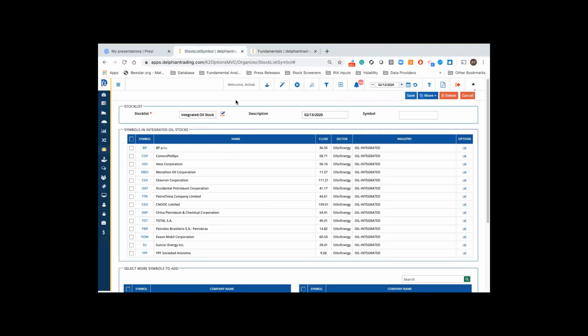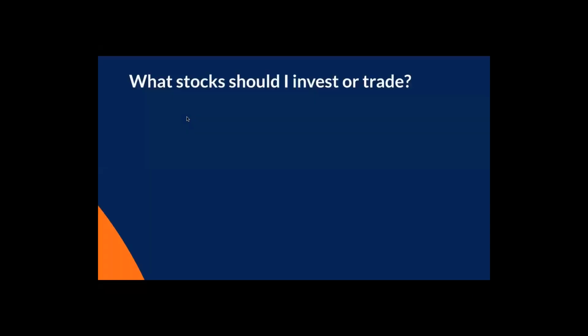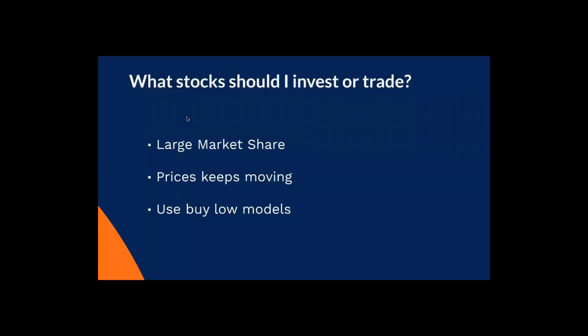Okay, so now we made our stock list in this sector, the integrated oil sector. Now what to do? Most of you know the state modeling. Before we jump to that, we all agree that we need to keep our focus on the large market share companies, and we also want the stock where the price keeps moving, either wrong or right.